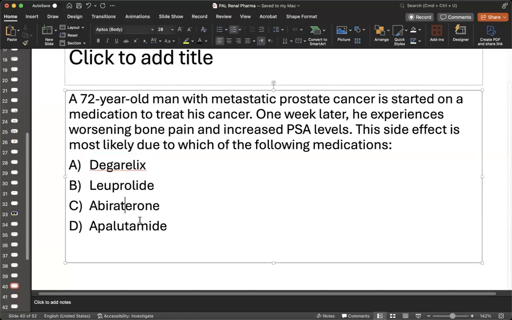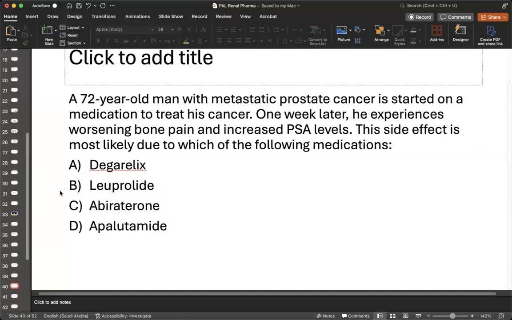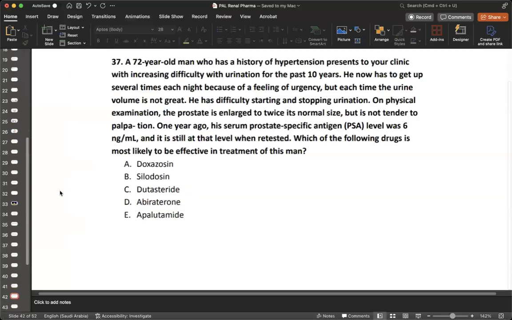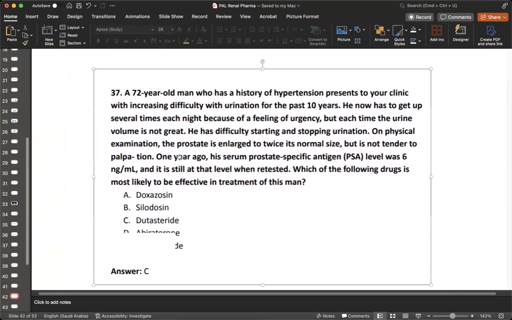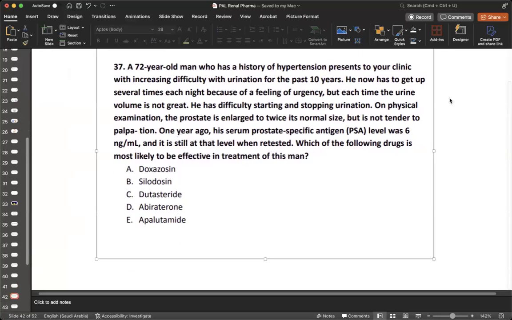And then what are abiraterone and apalutamide? These are directly related to androgen synthesis and activation. Okay, next question. This is a question from your past papers. I hope the answer is right there. Okay, the answer is C.